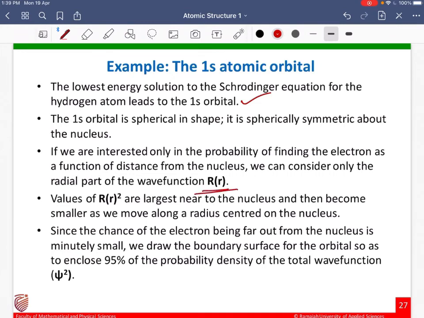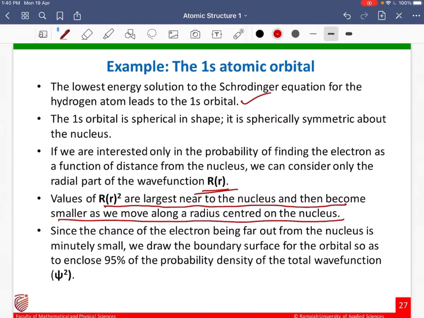So if our interest is to find the probability of finding an electron as a function of distance, we have to consider only the radial part of the wave function R of r. Values of R of r squared are largest near the nucleus and then become smaller as we move along a radius centered on the nucleus. So the maximum values of R of r squared are found very near the nucleus, and the values decrease as we move away from the nucleus.